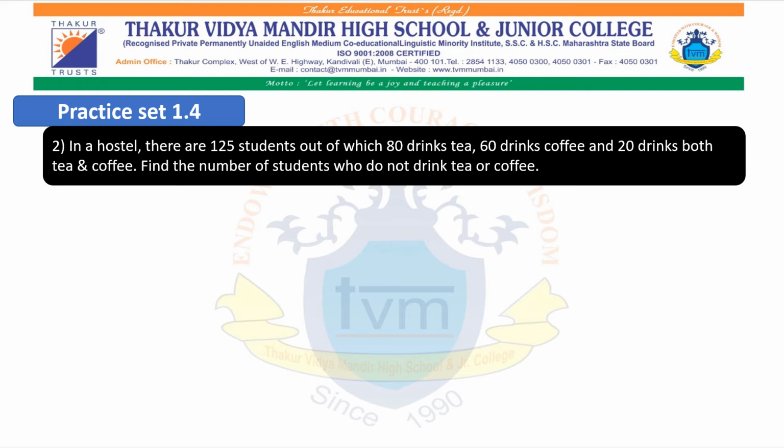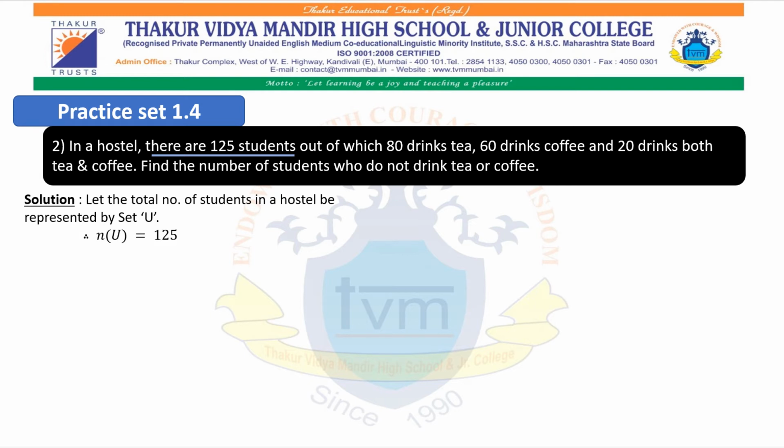While studying this word problem, try to arrange the values with the help of sets. Try to find out whether they have given the total number of students, and whether they have given the common part, meaning the students doing both activities, which will be considered as the intersection. Here they say there are 125 students, meaning in the hostel the total is 125. Therefore, in our solution, let the total number of students in the hostel be represented by set U, the universal set. Therefore, n(U) = 125.